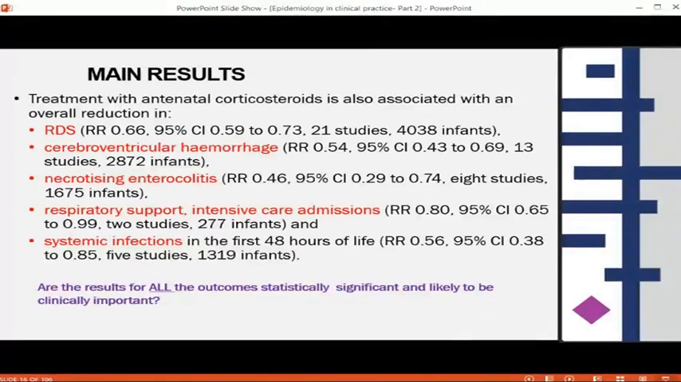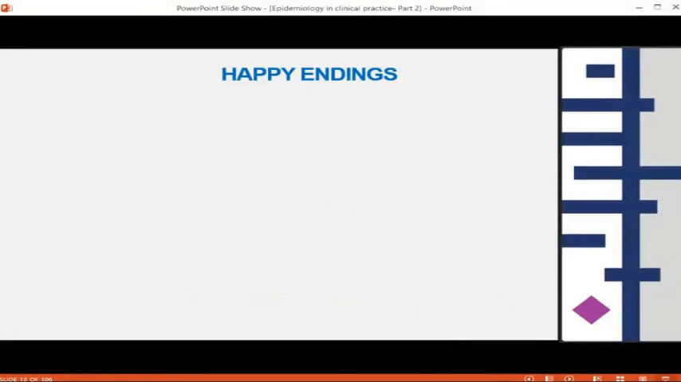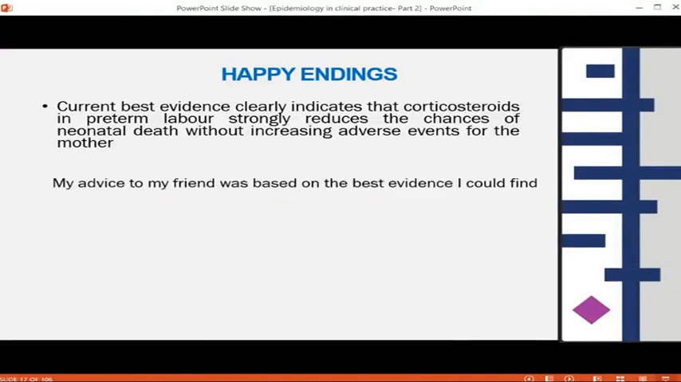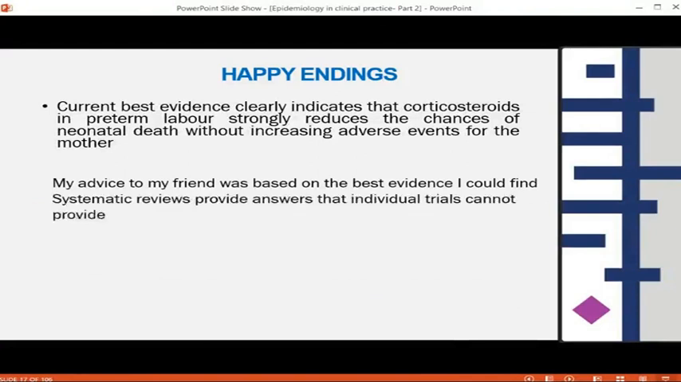Because that's what I'd like to conclude by saying: in this example, I was able to show you that updated evidence from trials clearly indicates that steroids reduce the risk of neonatal death without major adverse events for the mother. So that was the best advice I could find for my friend. And it also told me that systematic reviews provide answers that individual trials cannot provide.